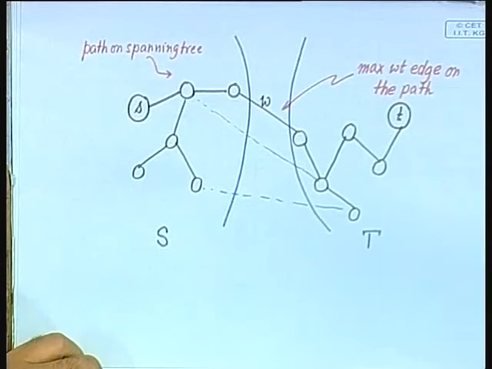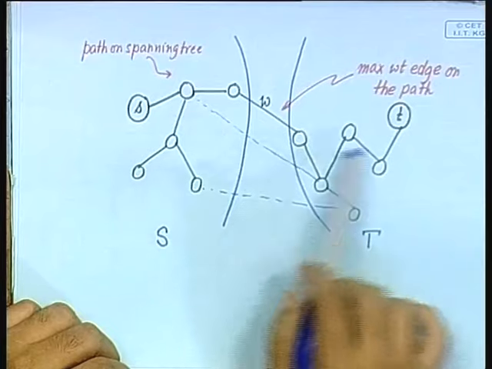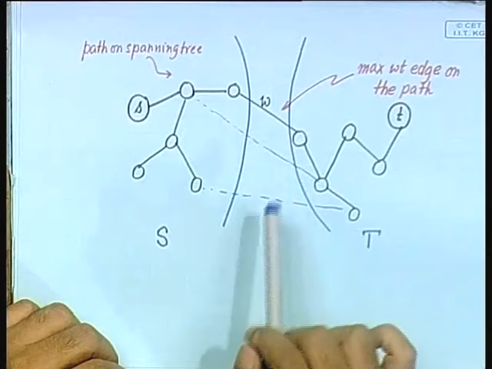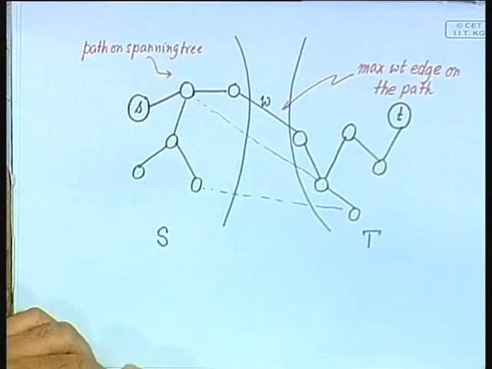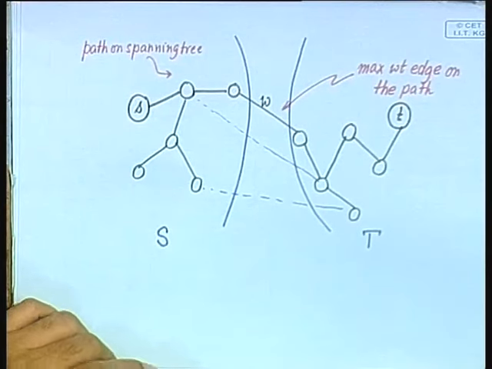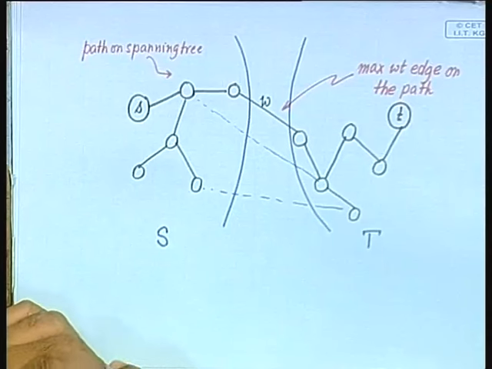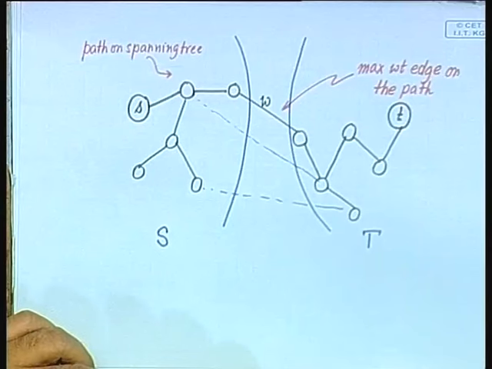Therefore, the path along the minimum spanning tree from S to T is the path which has the minimum congestion. Surely greater than W. Mm-hmm. I didn't get your question.